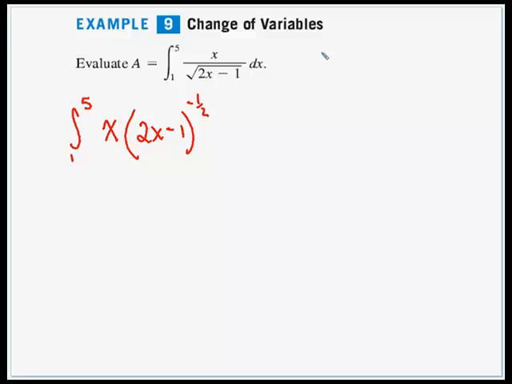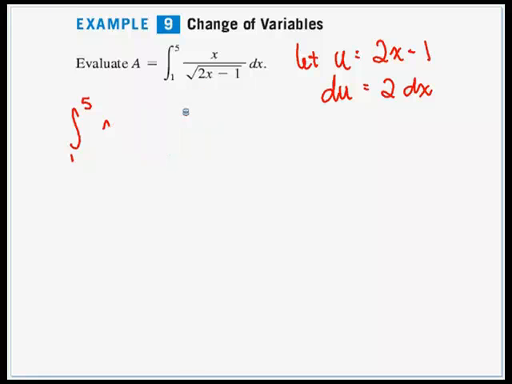Now you'd think, okay, I'm going to let u equal 2x minus 1, and then du would equal 2 dx. Now if we wanted to, we could continue down this path and it would work out just fine. We would get the correct answer, but it would take a few more steps than if we do it a slightly different way. So here, well, let me put that back.